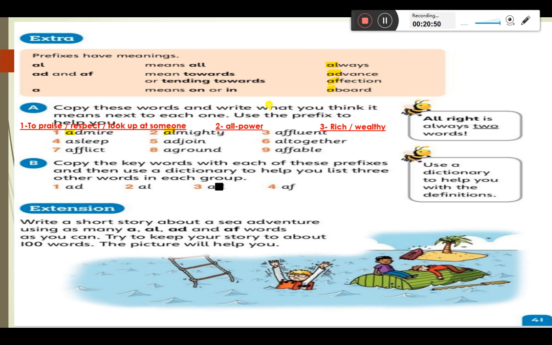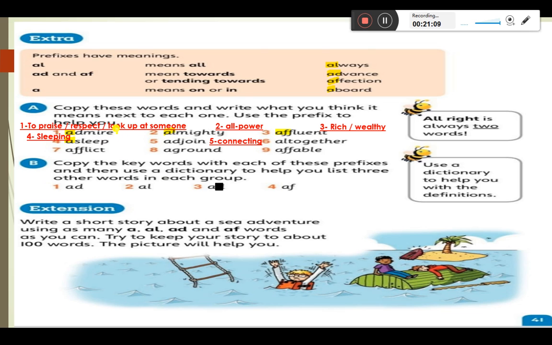Now let's highlight the prefix af. And here in number 4, asleep. Yeah, like this boy, he's asleep. Okay, so asleep means that someone is sleeping.